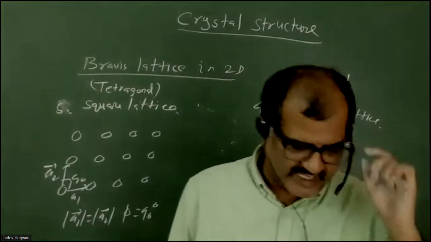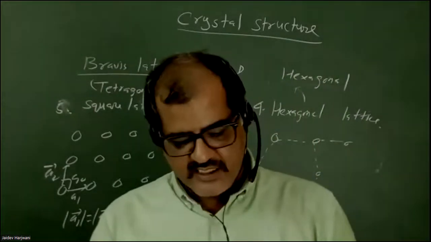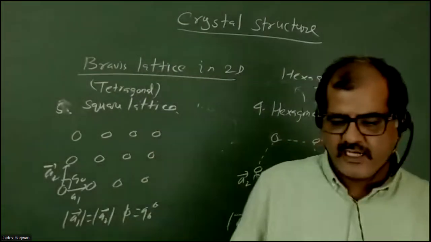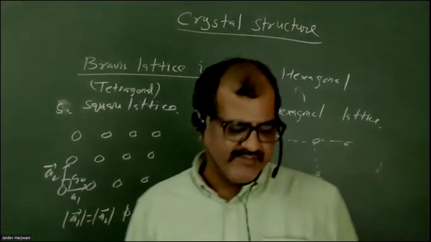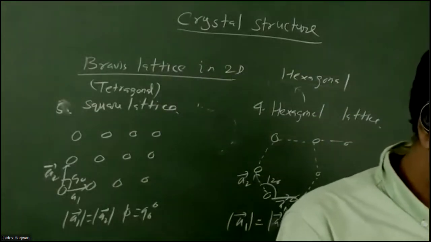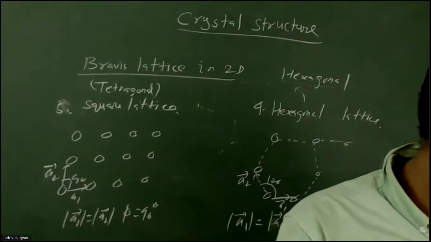So these are the 5 unique ways of arranging your lattice points. Any other arrangement can be derived from these 5 types of Bravais lattices in 2D. So this was your Bravais lattice in 2D.